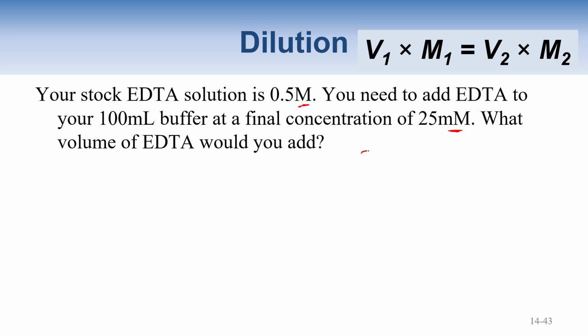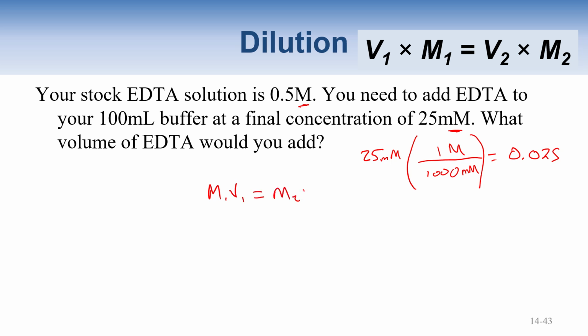So we're going to have 25 millimolar, and 1,000 millimolar is in 1 molar. So we're going to multiply across the top, divide away the bottom. 25 divided by 1,000 gives me 0.025. So now I can plug this information into the equation. M1 V1 equals M2 V2.